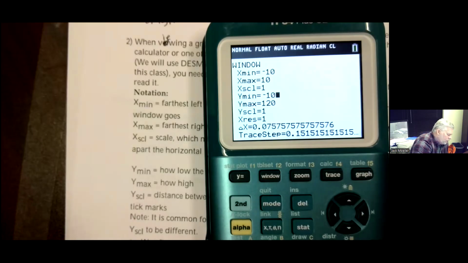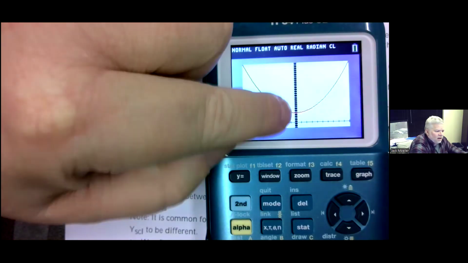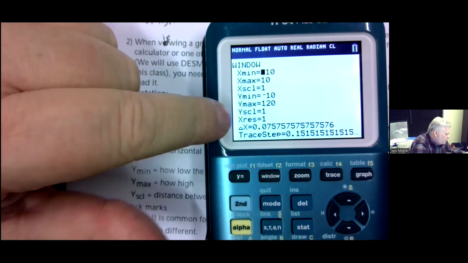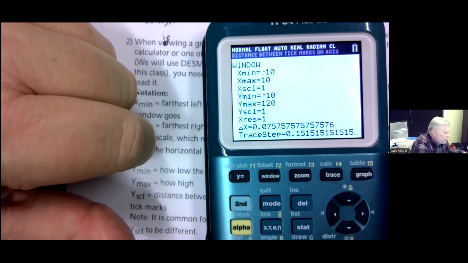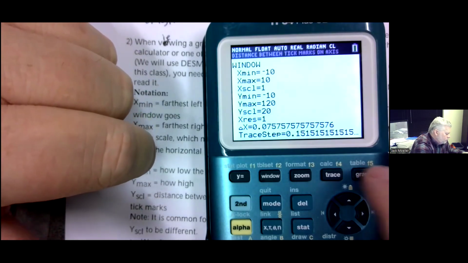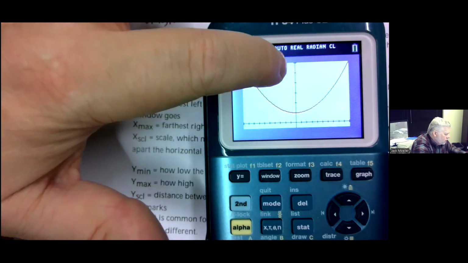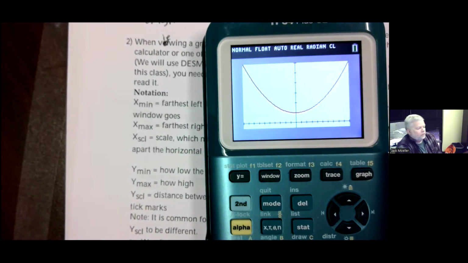I personally always like my mins to be negative and my maxes to be positive. That way you can see the X-axis and the Y-axis. Now notice how all that's a solid line. That's because our scale in the Y direction is 1, and we've got some big numbers. So if I changed it to say 20, now you're going 20, 40, 60, 80, 100. All right. So for those of you with graphing calculators, this is something you're going to have to learn to play around with if you want to get the most out of it.